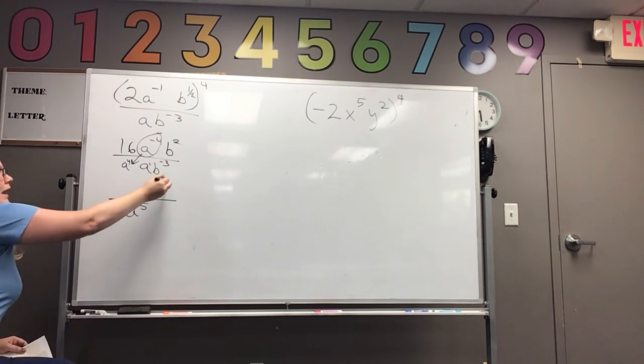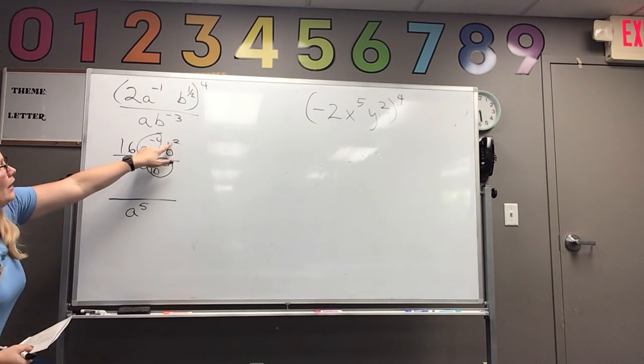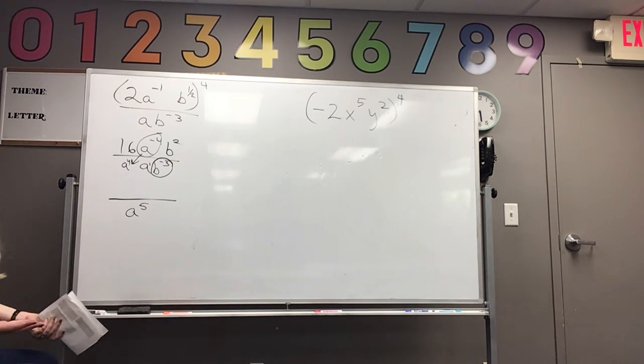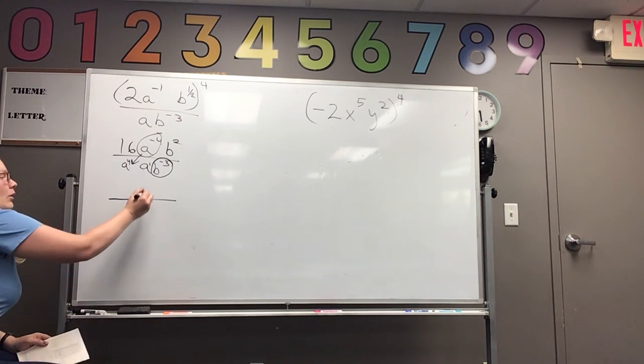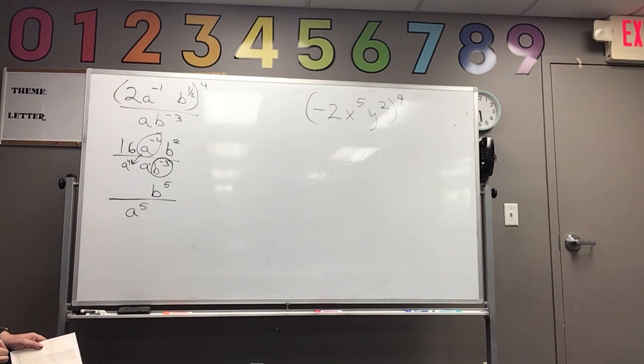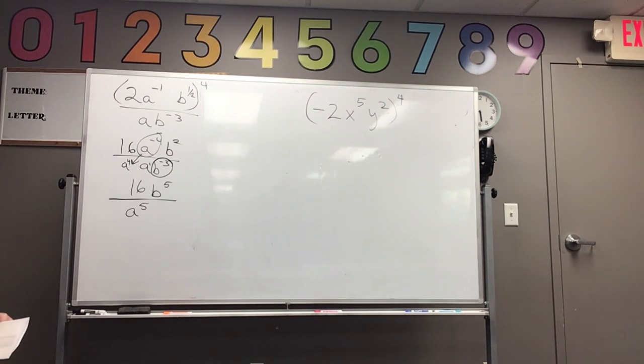The same way we have b to the negative 3, you could see that as subtracting and have 2 minus negative 3, or you can see it as moving it and then it becomes b to the 2 plus 3. But either way, we're going to have b to the fifth up above. And the 16 hangs out.